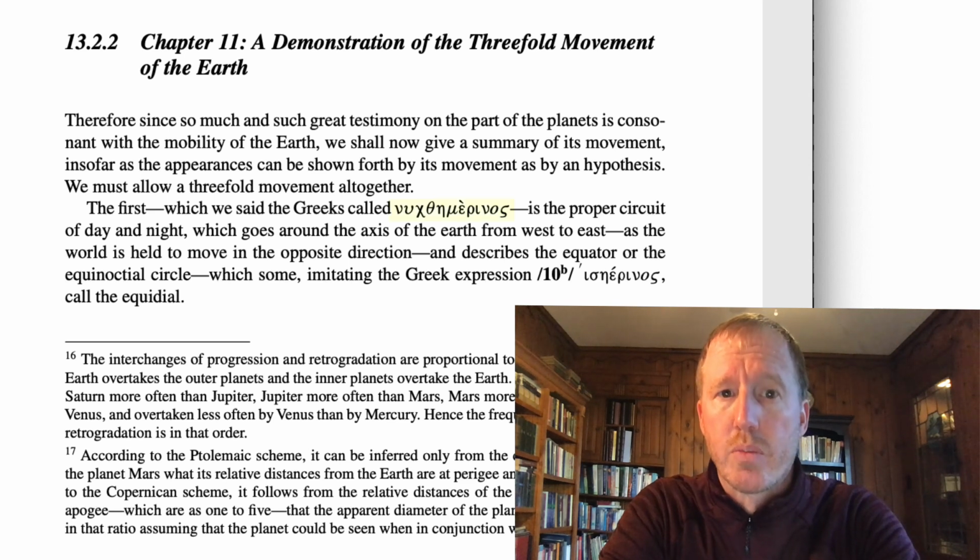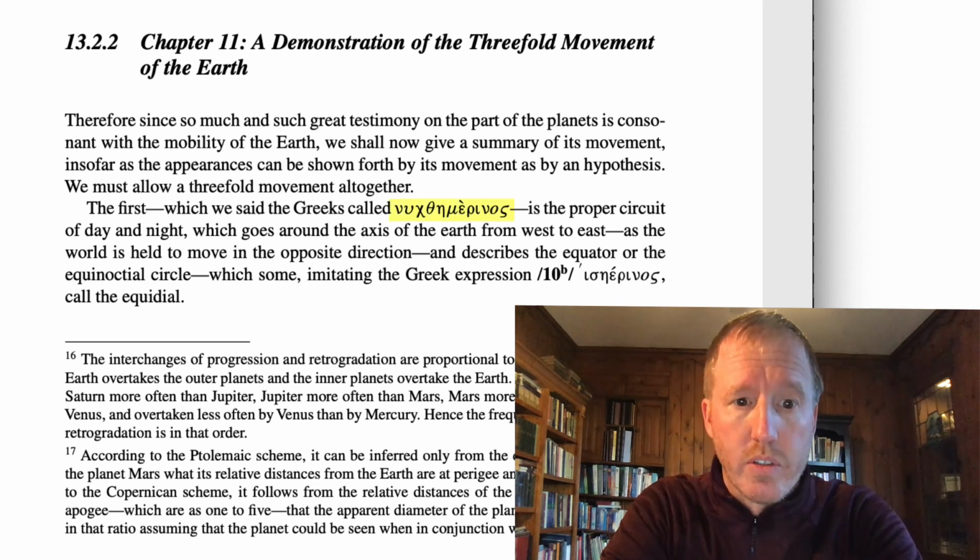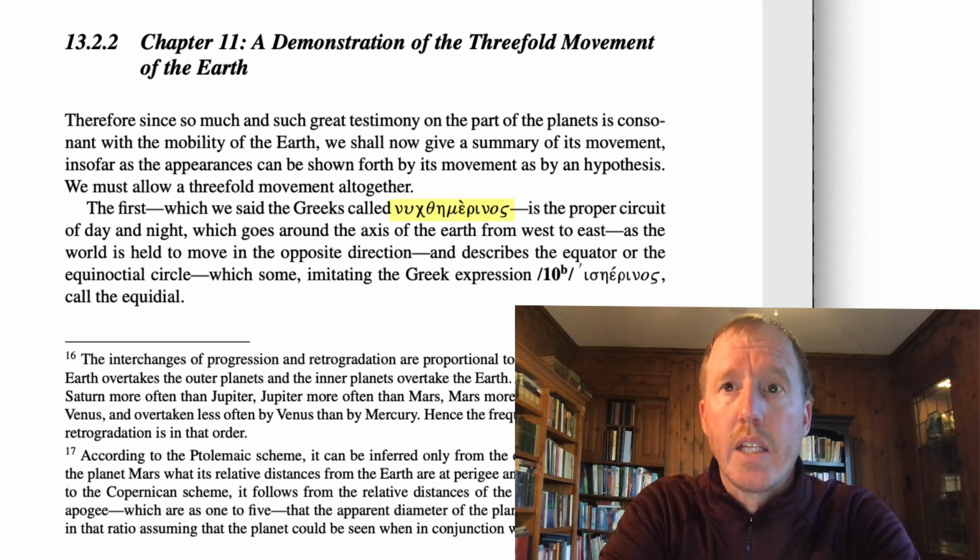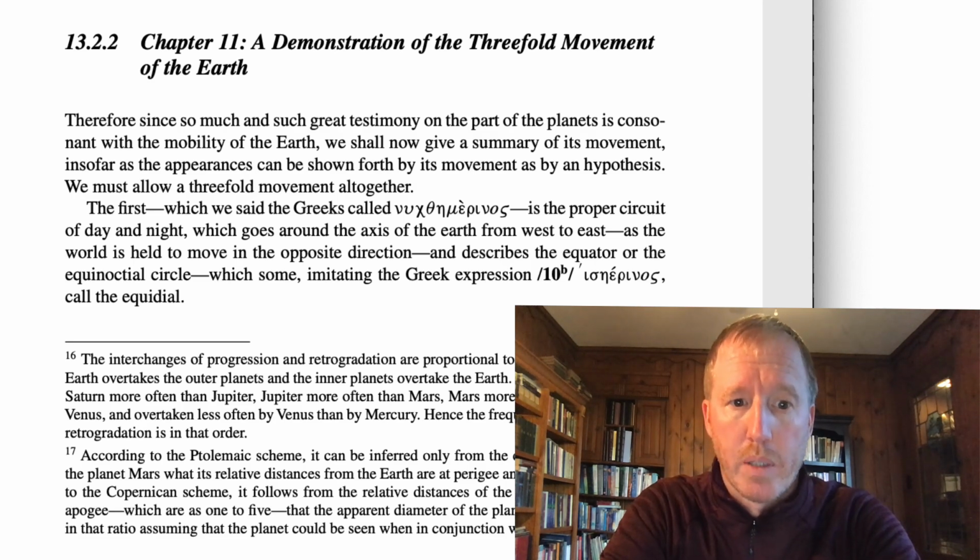He says the first, which the Greeks called nukthemerinos, is basically the daily motion of the Earth about its own axis. Therefore, the Earth is spinning around its own axis. You might recall this is something that Plato talks about in the Timaeus. Copernicus is saying, I think this is the case too, and that's what gives rise to the daily rising and setting of the sun, the moon, and the planets.